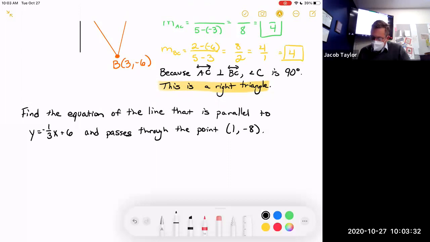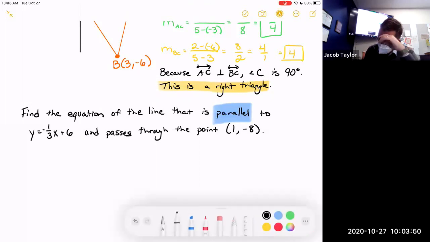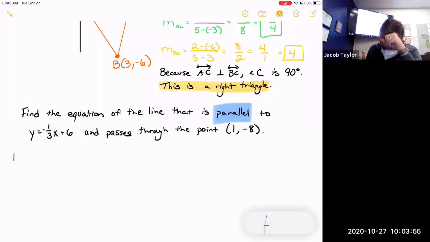The key word here is parallel. If two lines are parallel, what does that tell us? They're not perpendicular. Okay, technically true. What does it tell us about the slopes? They're equal. Parallel lines have equal slopes.